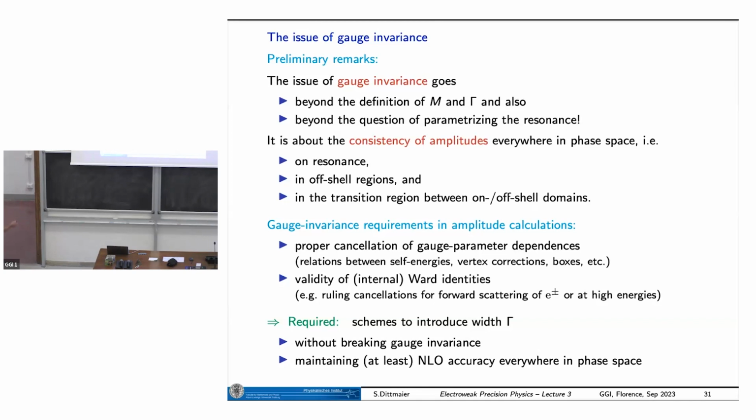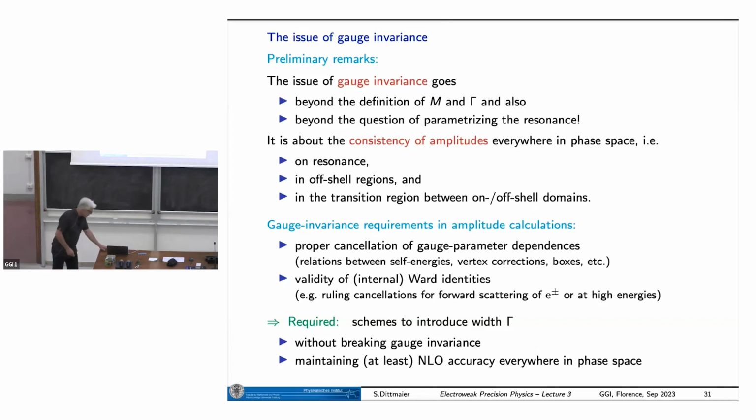So what this is all telling you is that you need some consistent ways, let's say schemes, to introduce a width into your cross-section predictions or amplitude predictions in a very consistent way. That means you should not break gauge invariance relations. And you should also aim at still having next-to-leading order accuracy everywhere in phase space. And this is a non-trivial combination of requirements.